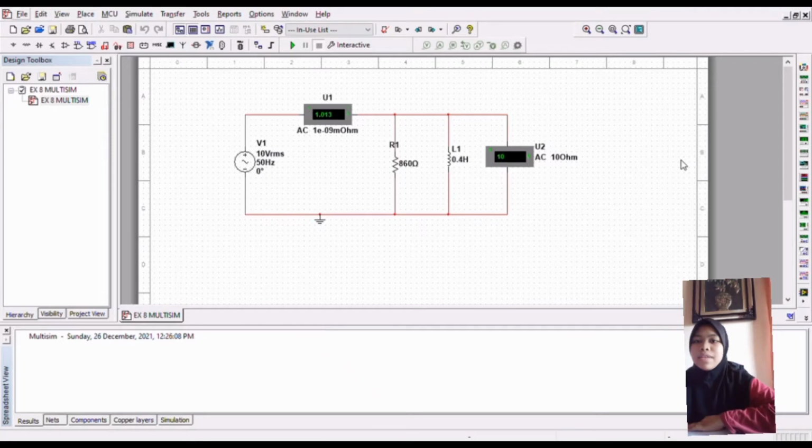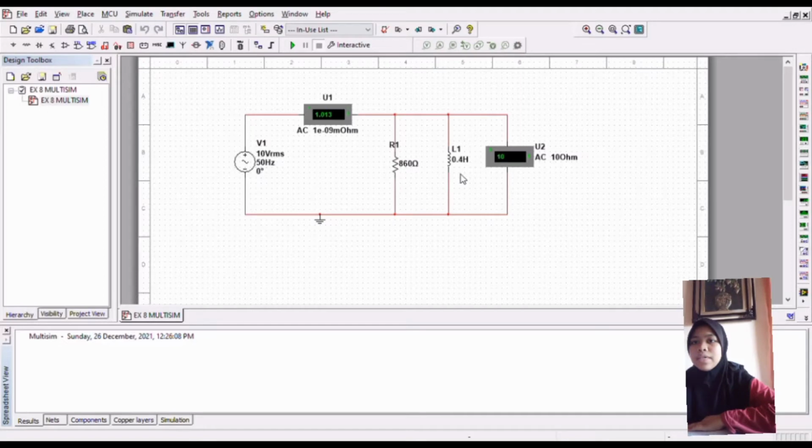Next, I will present activity 2 for Lab 8. This is the parallel circuit. Here we can see the AC source with 10 volt and 50 Hz. This is the ammeter. This is the voltmeter. For the resistor, the value is 860 ohm, and for the inductor is 0.4 Henry.